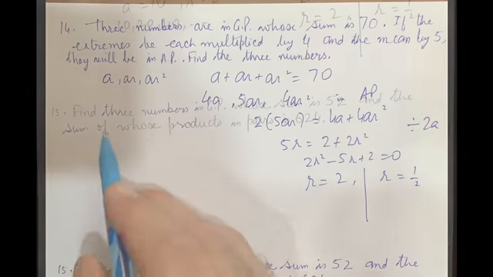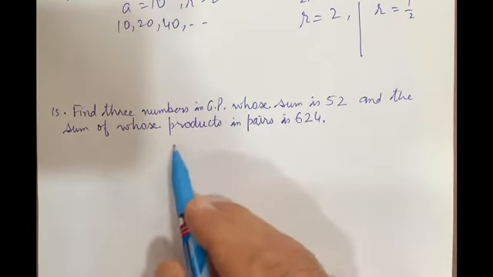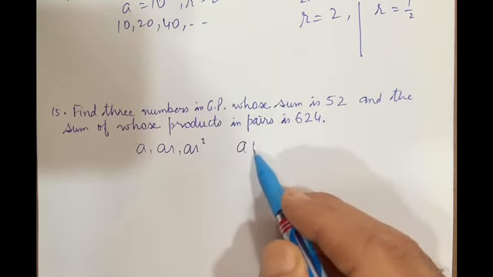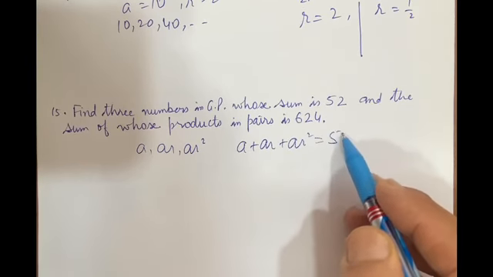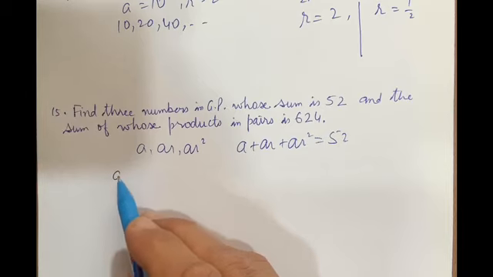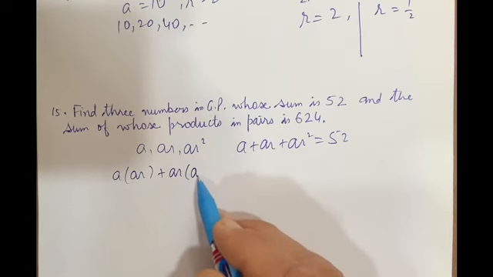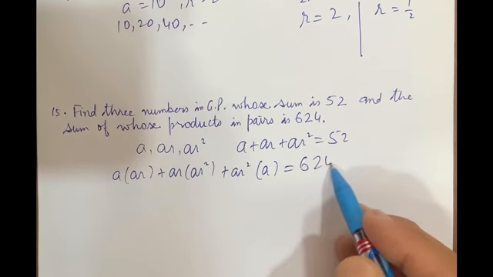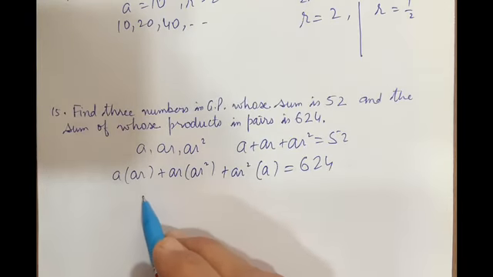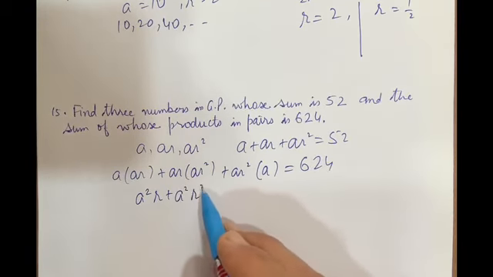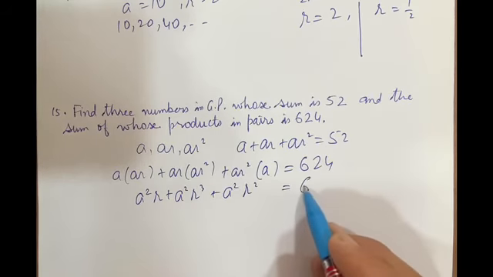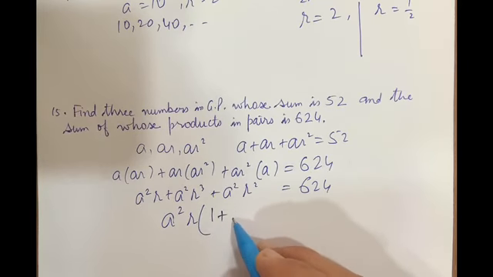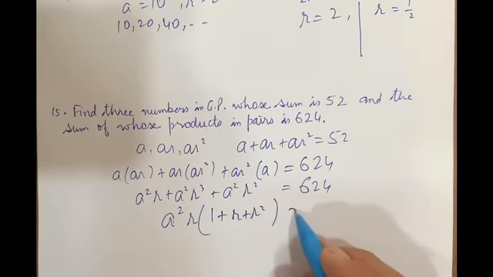Next one. We have to find 3 numbers in GP whose sum is 52. Let's say numbers are a, ar and ar square. Sum of these numbers is equal to 52. And product in pairs, first into second plus second into third plus third into first. Sum of products in pairs is 624. This is a square into r plus a square r cube, and this is a square into r square. This is 624. Taking a square into r common, it's 1 plus r plus r square. This is equal to 624.